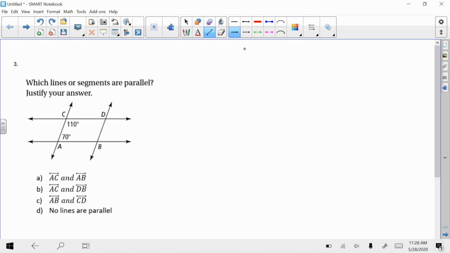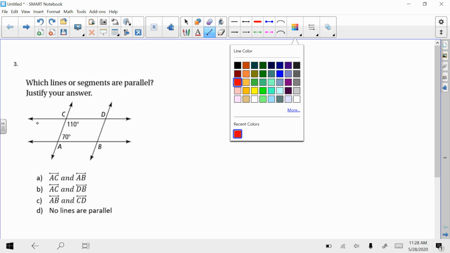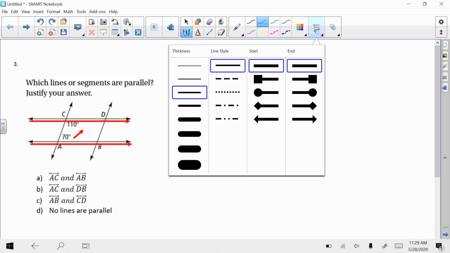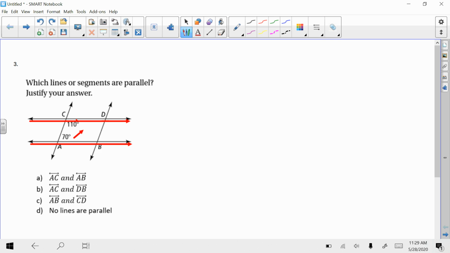I'm seeing that this line here and this line here are parallel because these two right here add up to 180. So we're going to use the converse of the same side interior angle theorem to prove that AB and CD are parallel.